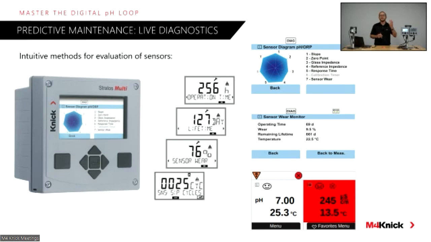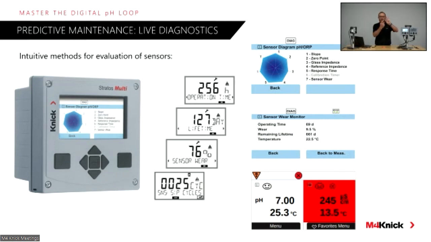So what you see here is a standard field transmitter. This is the Knick Stratus Multi here. You see this real intuitive diagram. This diagram represents all the key parameters that we're continuously monitoring on an industrial pH electrode. So you see things like slope and zero point, which are specific to the calibration of the electrode. You see things like sensor wear and response time. Those are things that we're continuously looking at on the electrode itself.